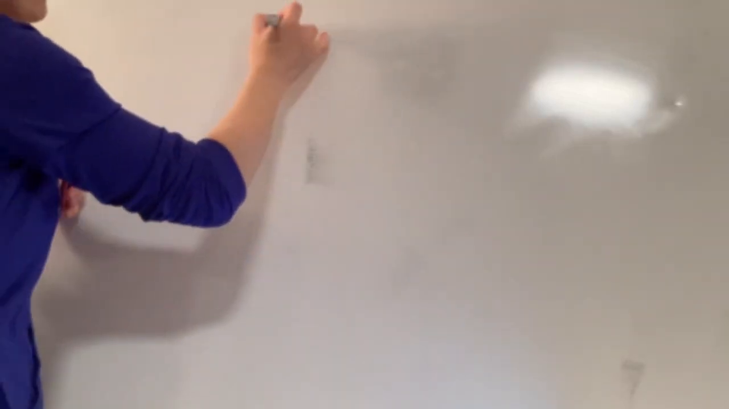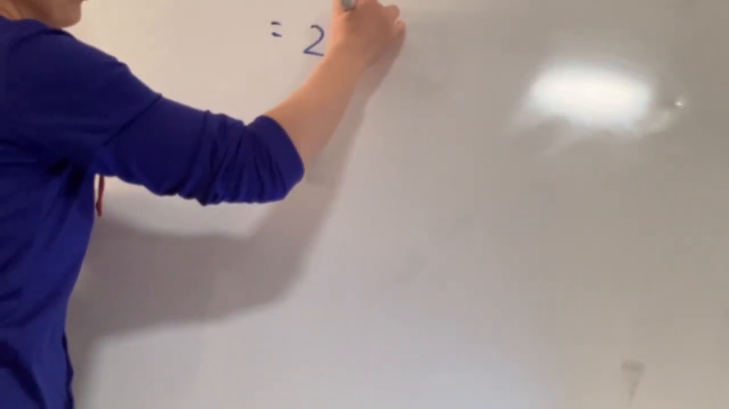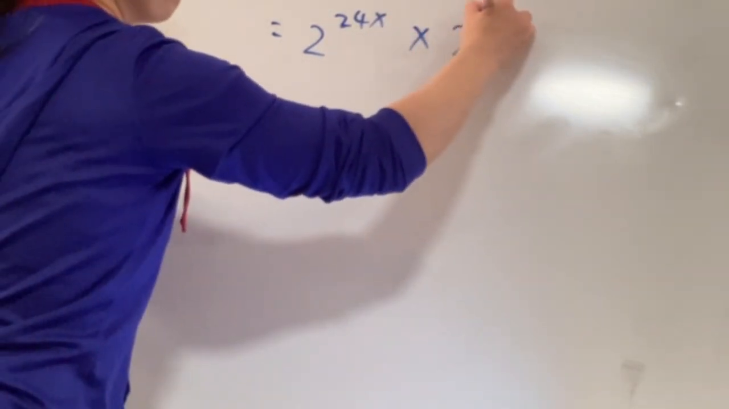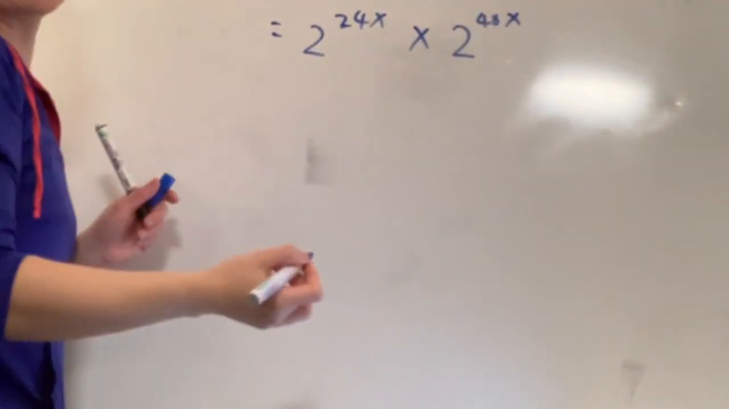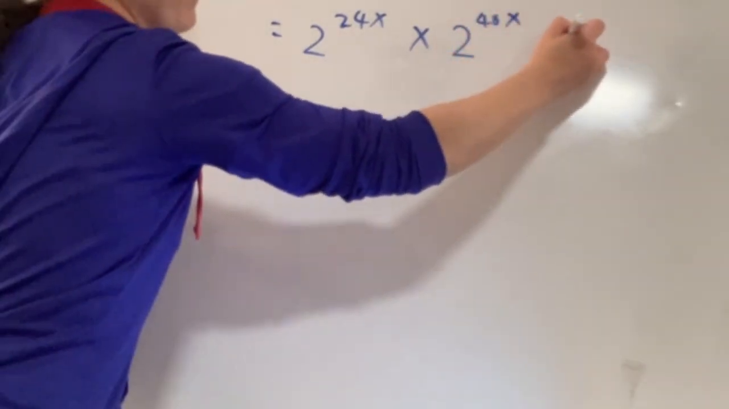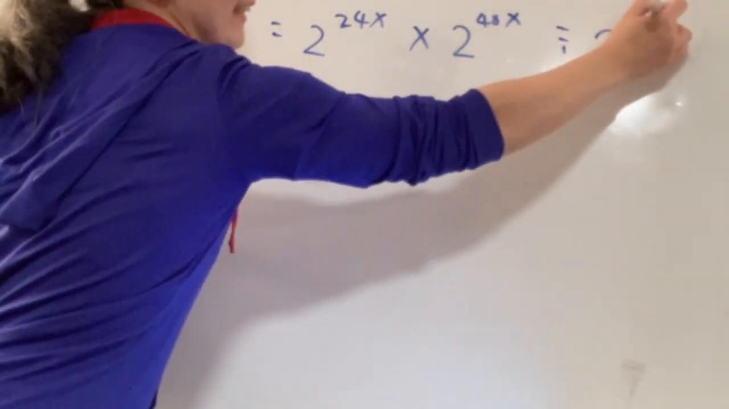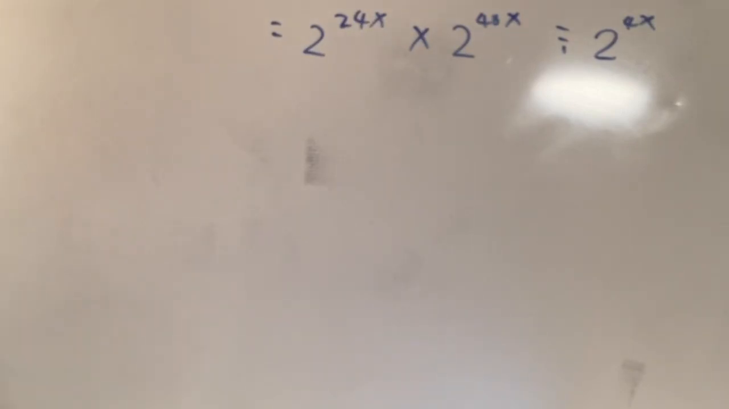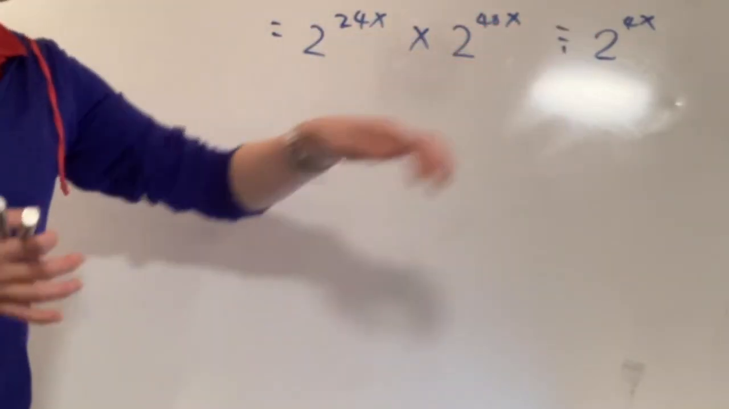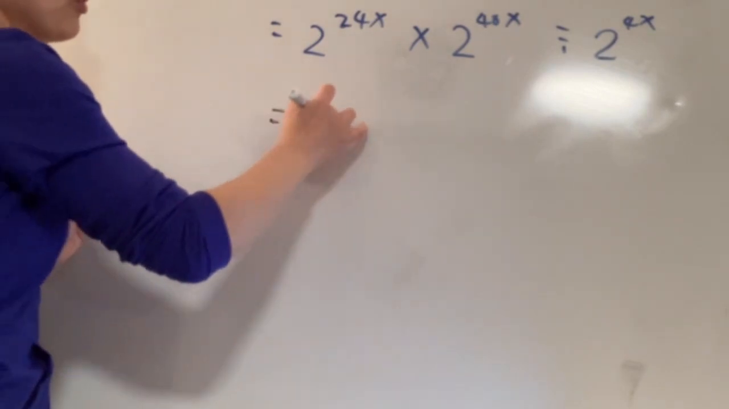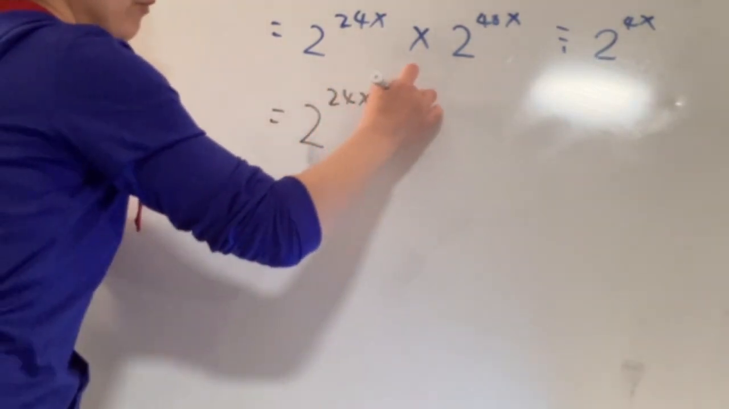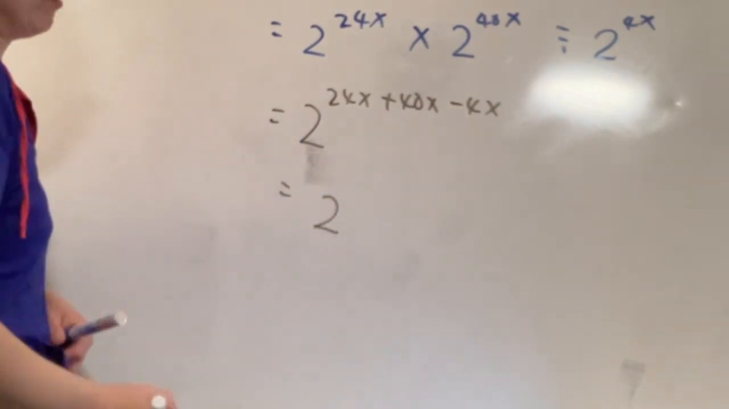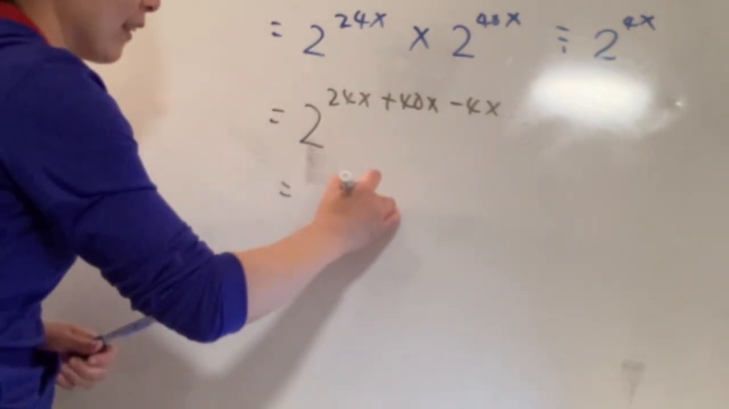Let's expand it. So you have 2 to the power of 24x times it by 2 to the power of 40x. Oh, that's why I got it wrong. I timed it wrong. Yeah, 2 to the power of 4x. Right, then you do the plussing or minusing. So this part is plussing, that one is minusing. So 2 to the power of 24x plus 40x minus 4x. So 2 to the power of, what is it, 60x.